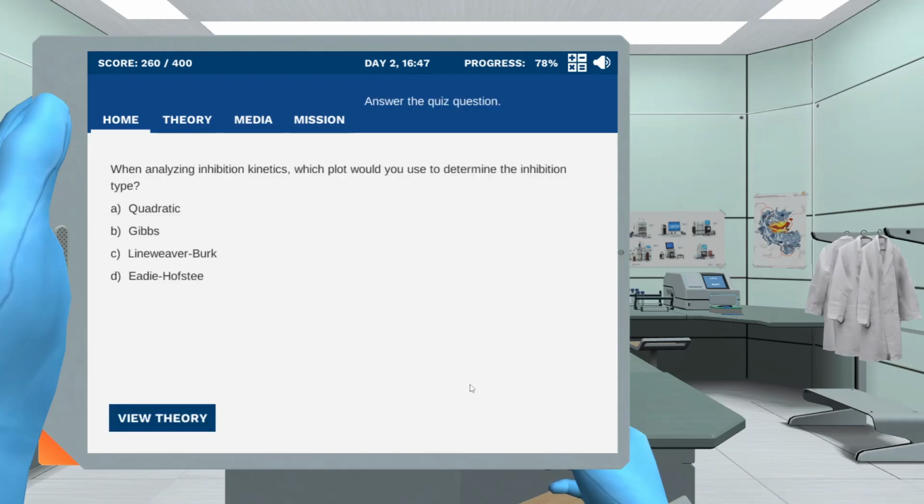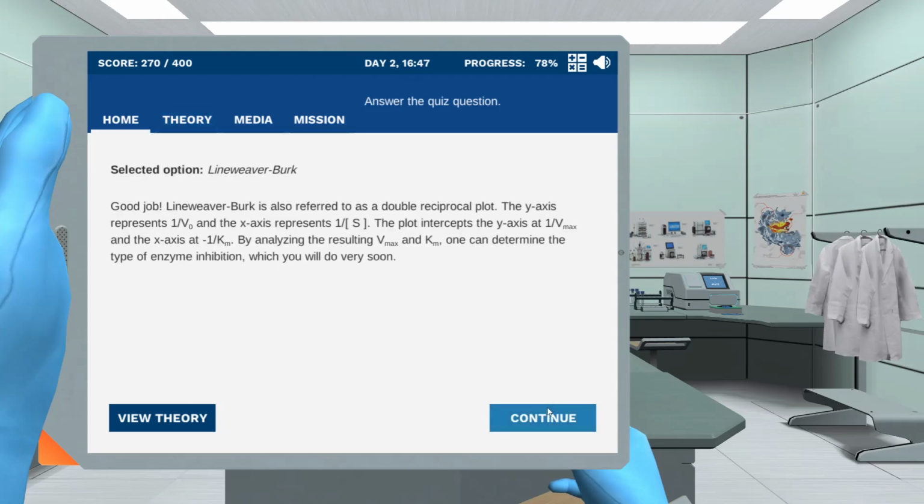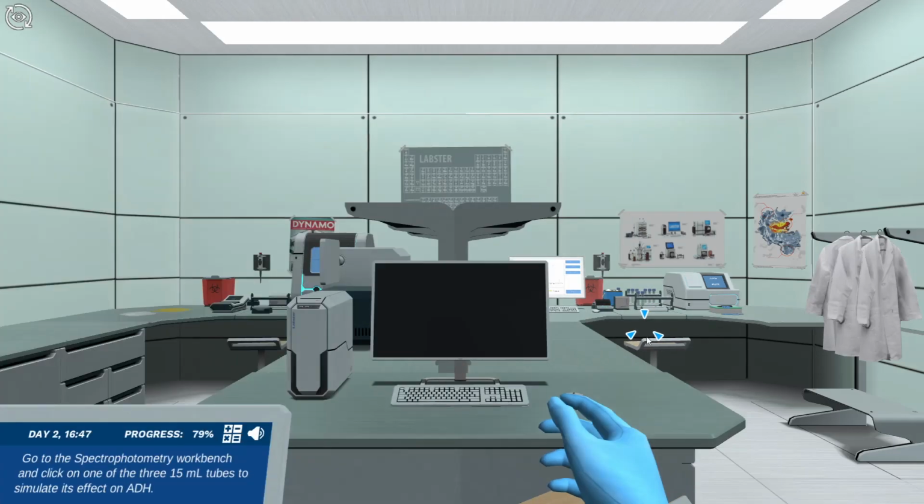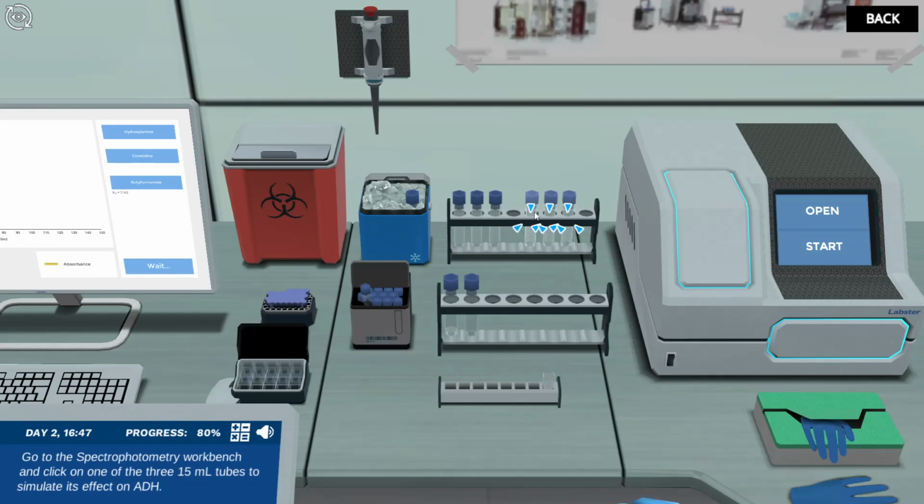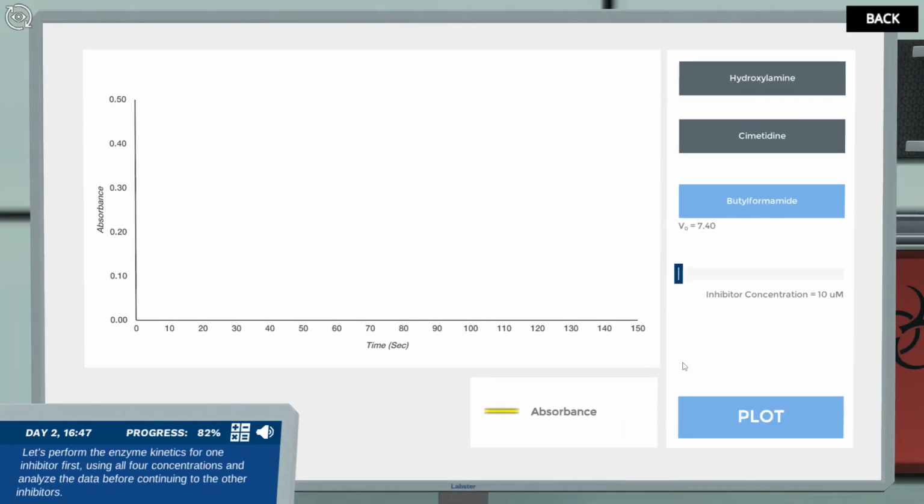When analyzing inhibition kinetics, which plot would you use to determine the inhibition type? Good job. Lineweaver-Burk is also referred to as a double reciprocal plot. Go to the spectrophotometry workbench and click on one of the 3 15 ml tubes to see. Let's perform the enzyme kinetics for one inhibitor first, using all 4 concentrations, and analyze the data before continuing to the other inhibitors.